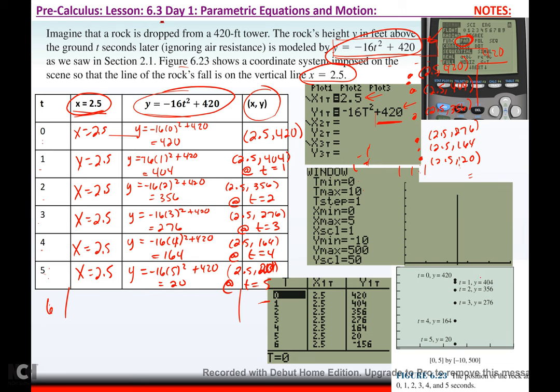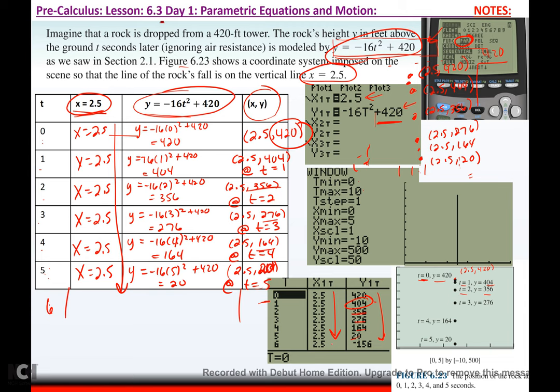You see right here, when t equals 0, y equals 420. That ordered pair would be (2.5, 420). They're showing you as a function of time what the height is. At t equals 1 second, you're at a height of 404. At t equals 2 seconds, you're at 356. You can see by the table your x has never changed, just like we got. And there's your y's: at 0 seconds your 420, then your 404, then your 356, 276, 164, and 20. And you can see there at 6 seconds that the height is negative 156, which means between 5 and 6 seconds it hits the ground.